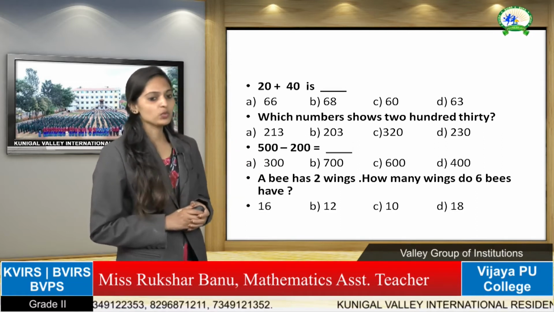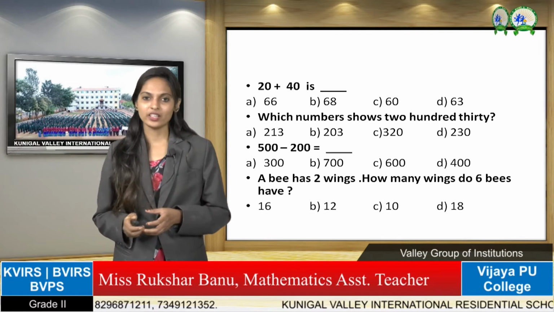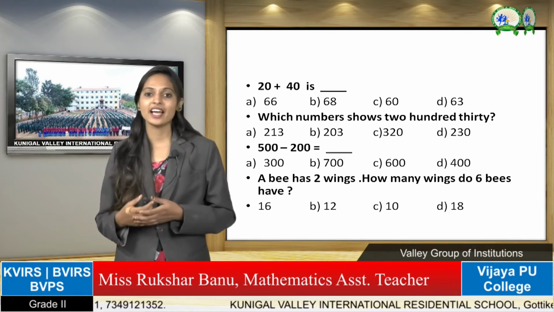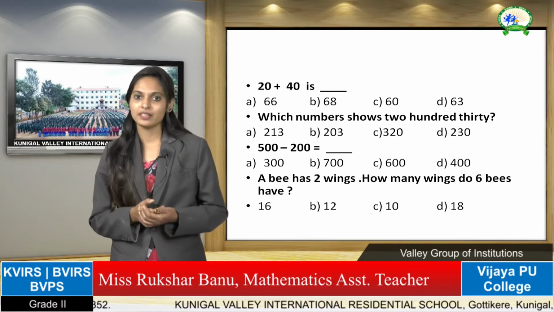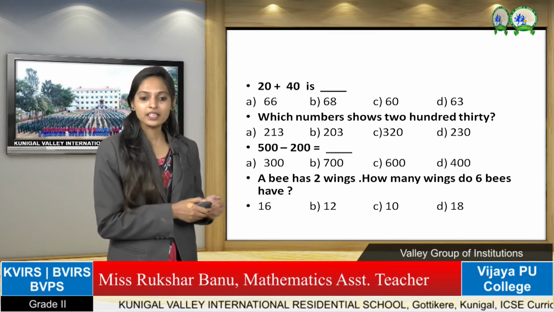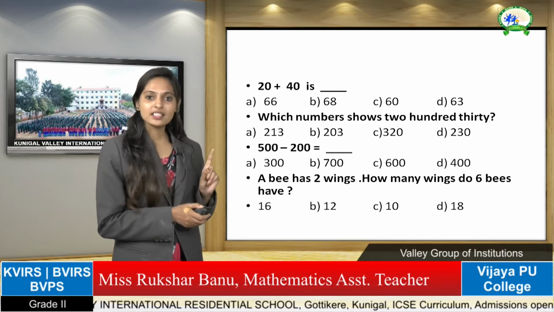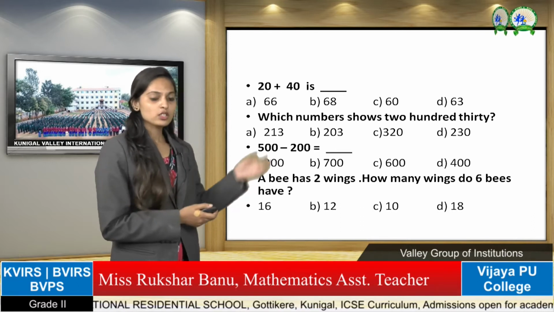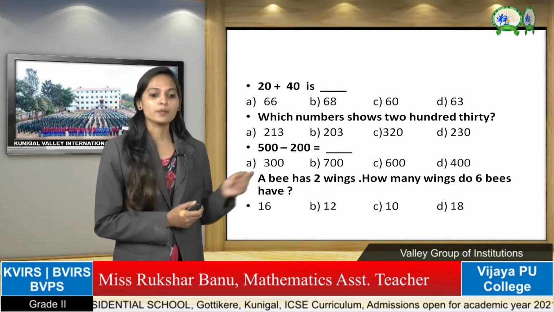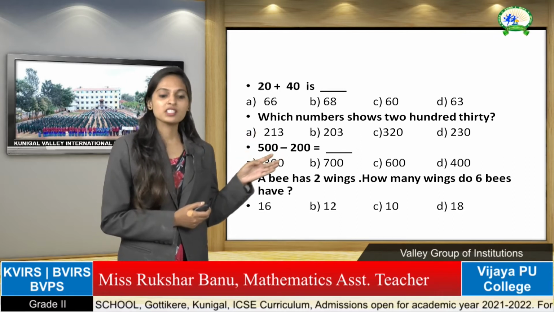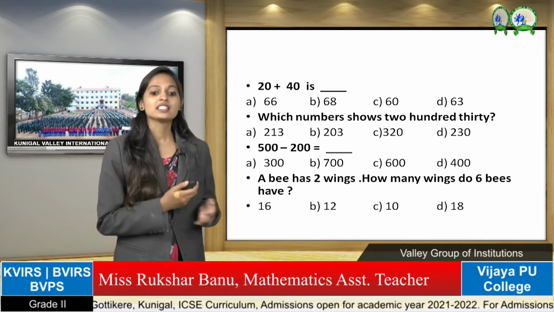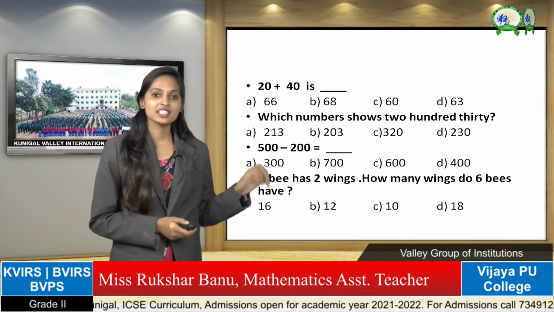Like this you can see here. The first one: 20 plus 40 is dash. If you know the answer, it will be easy. Other than that, the options will be there, and any one answer is correct, so you have to choose. 20 plus 40 is: option A 66, B 68, C 60 and D 63.